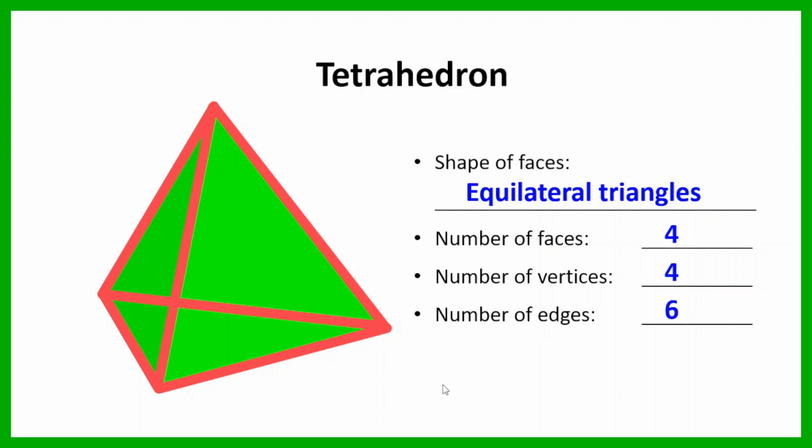So a tetrahedron has faces that are equilateral triangles. There are 4 faces altogether. The number of vertices is also 4, and there are 6 edges.